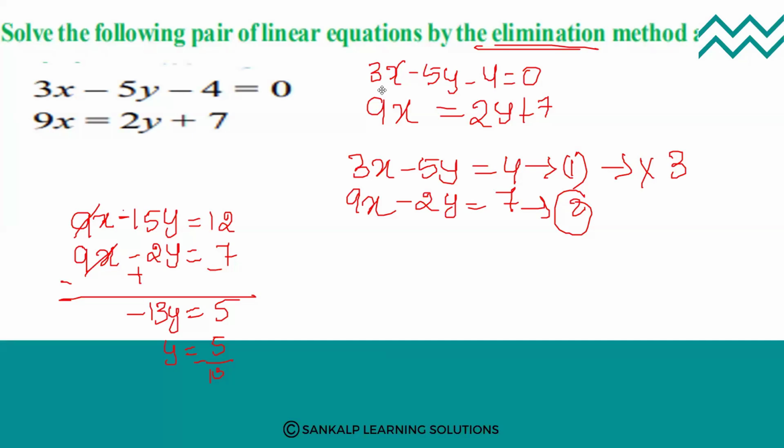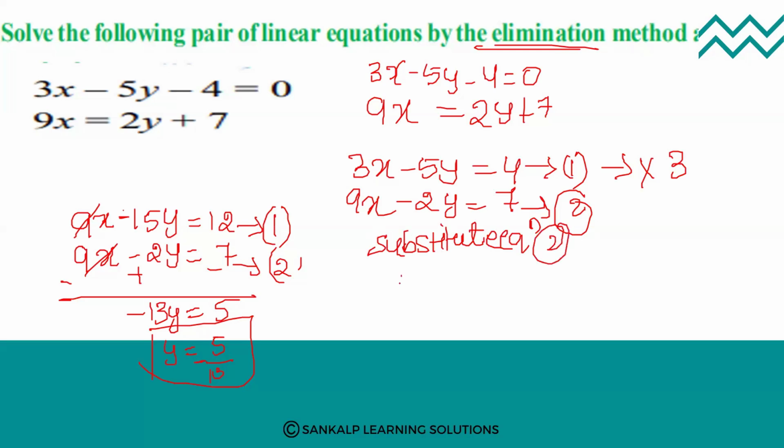Yes, the screen is visible, right? Okay. Minus 5 divided by 13. The y value is minus 5 divided by 13 you will get. So substitute the value of y in equation number 1 or 2. So this is equation number 1, this is 2. So I will substitute in equation number 2. Okay. Substitute the value of y in equation number 2.